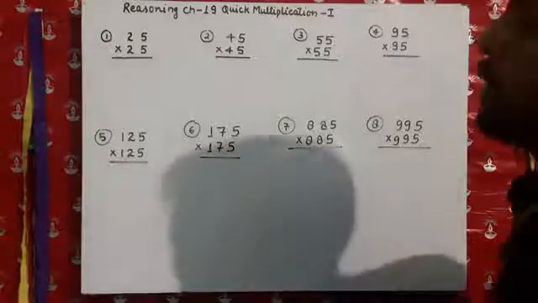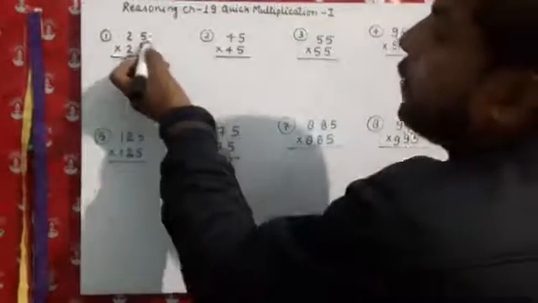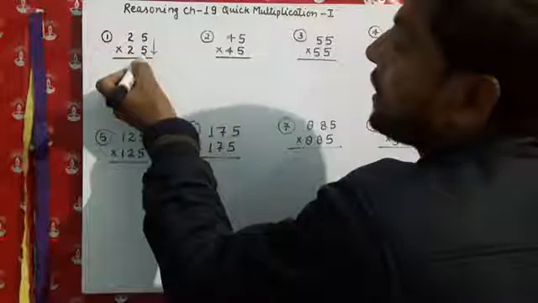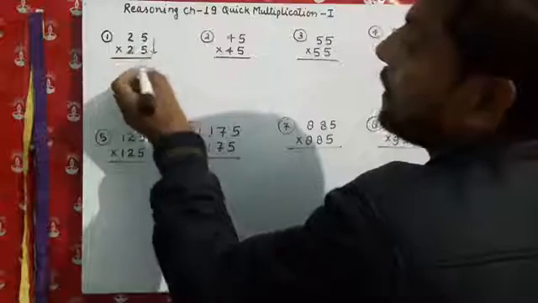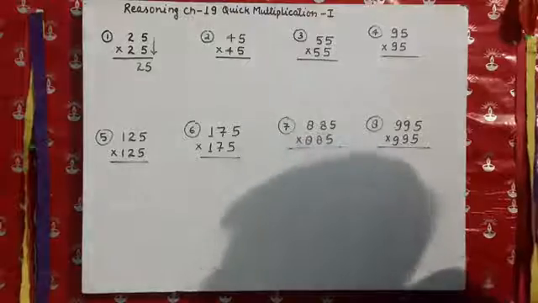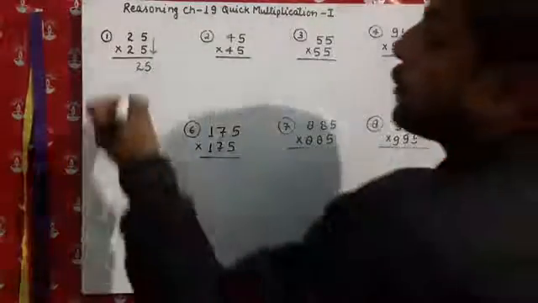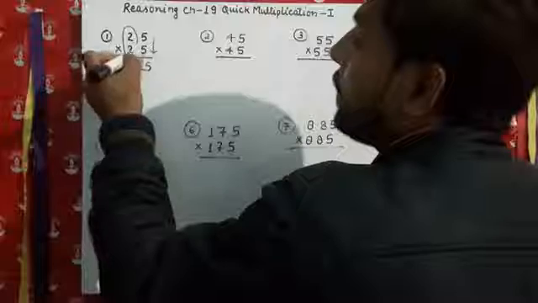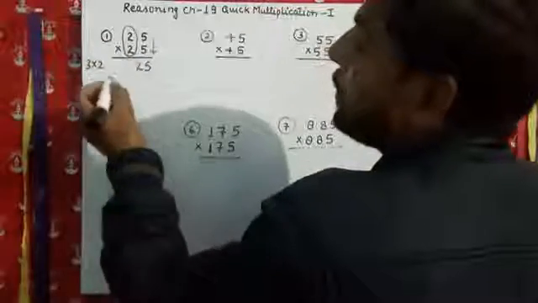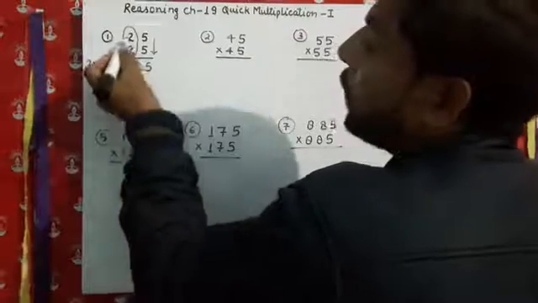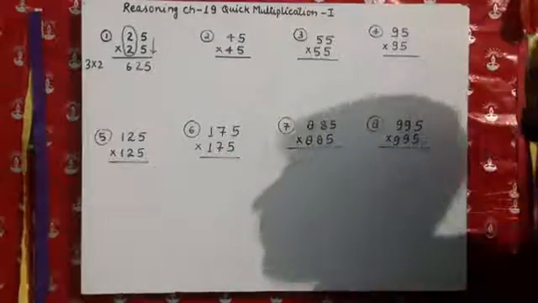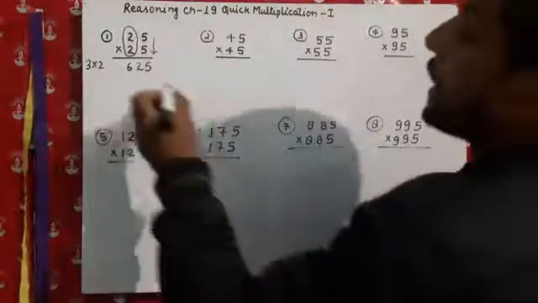So I am going to question number 1, to see how we multiply. In this system, first of all we write down the multiplication of the last digits. 5 into 5 becomes 25. Now we multiply 3 by 2, so it becomes 6. That means we multiply the number by its successor. Then we get this number.